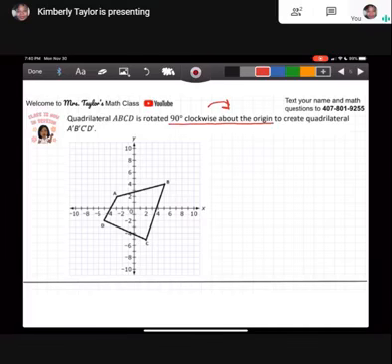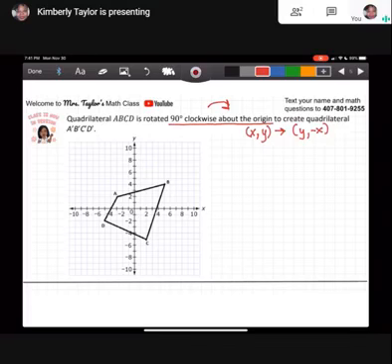With 90 degrees, there is a certain rule that you have to know when you're trying to move it. The rule is you take your original ordered pair, and we'll represent the original ordered pair with X and Y, and then you're going to rewrite it as Y and then negative X. So you have to switch the numbers around, and then with the X, you're going to change the sign. So this is the rule for rotating 90 degrees clockwise.